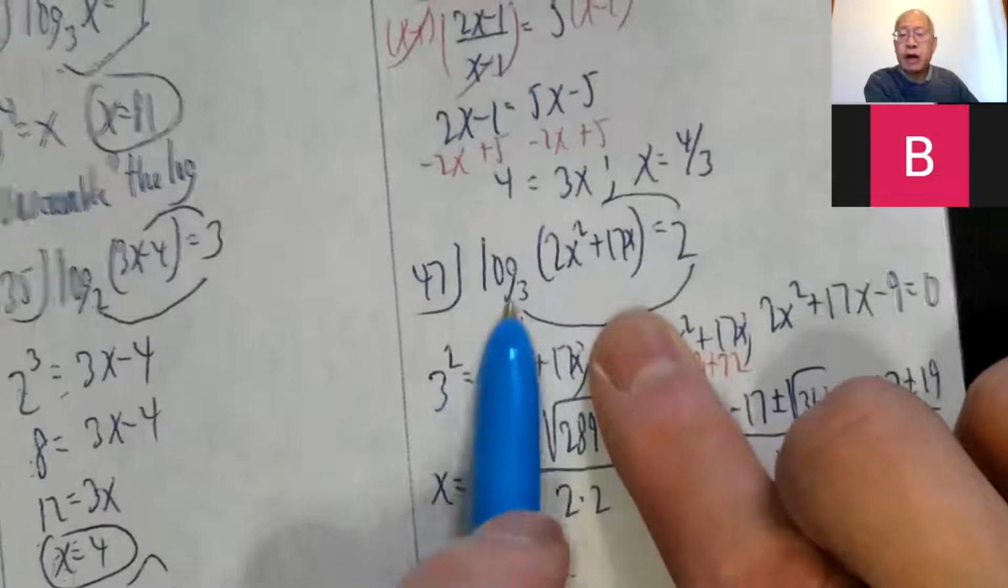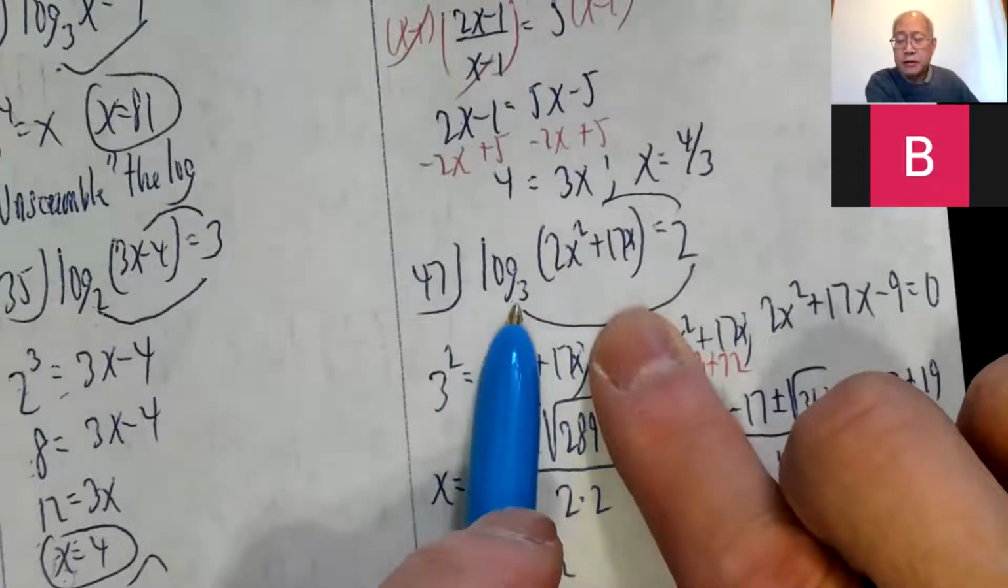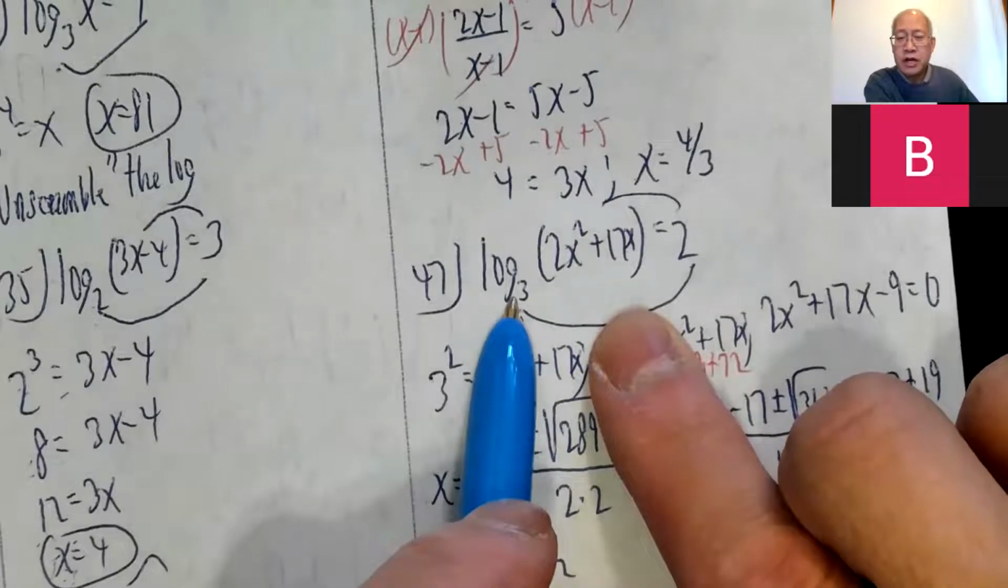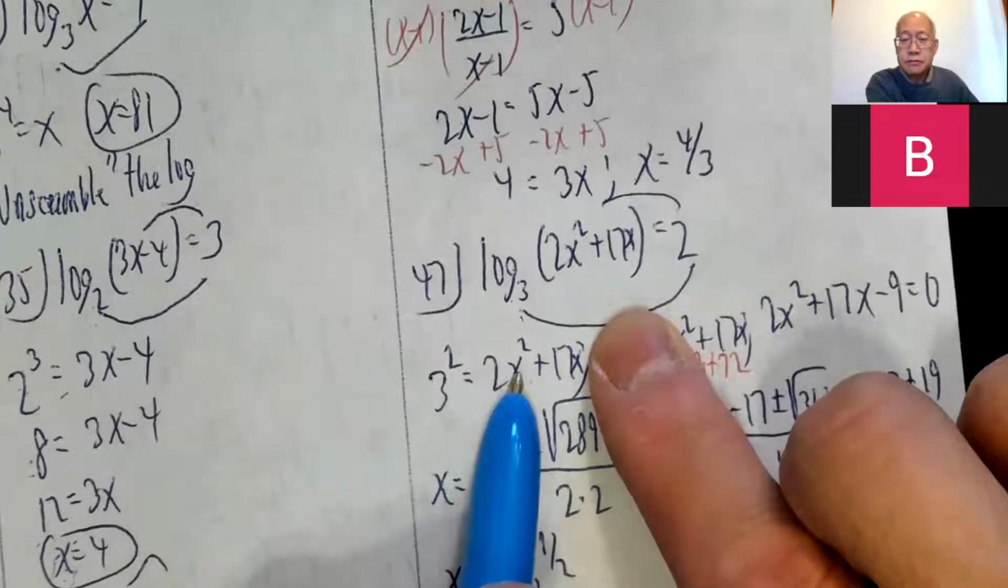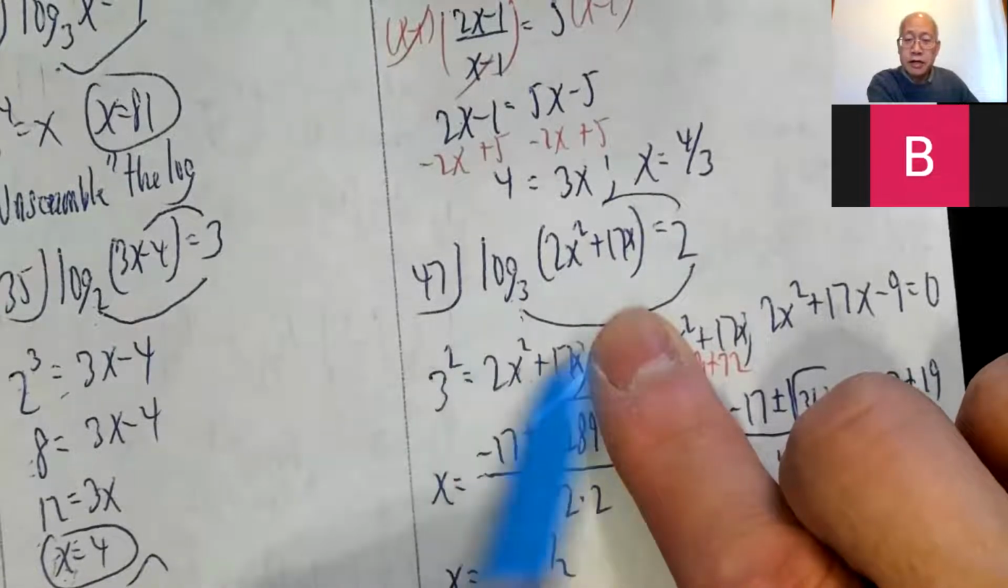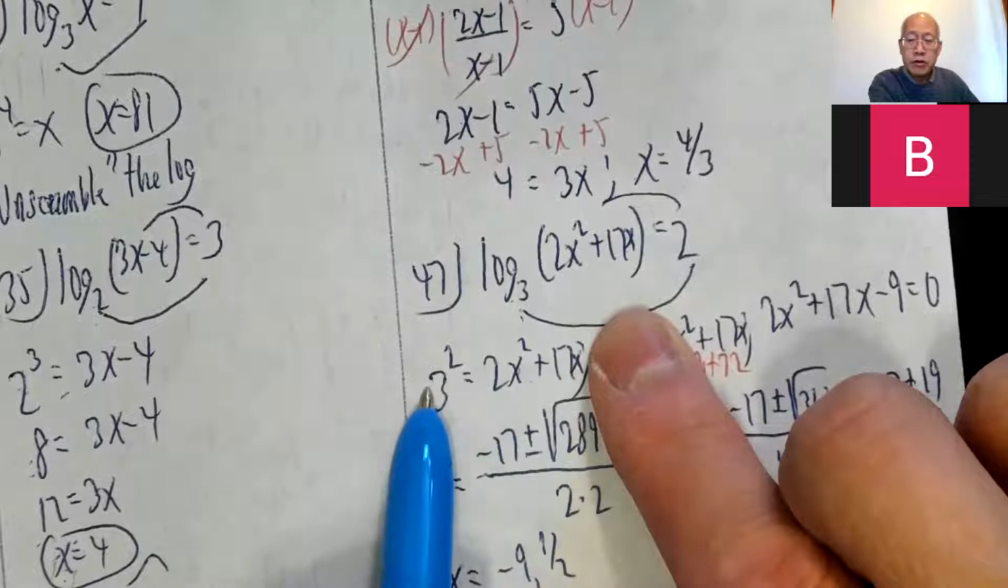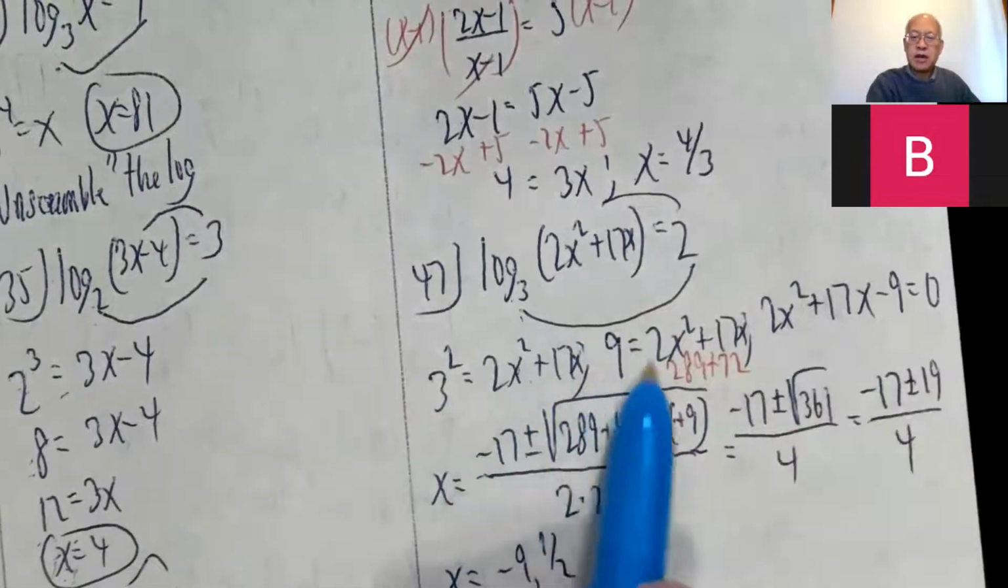And there it is. I unscrambled it. I don't have log anymore, right? In case you say, man, I don't like this log stuff, there it is, no more log. So my strategy is, get rid of the log. Why have the log when you don't want to? Okay, 3 squared is 9. So I now have this.